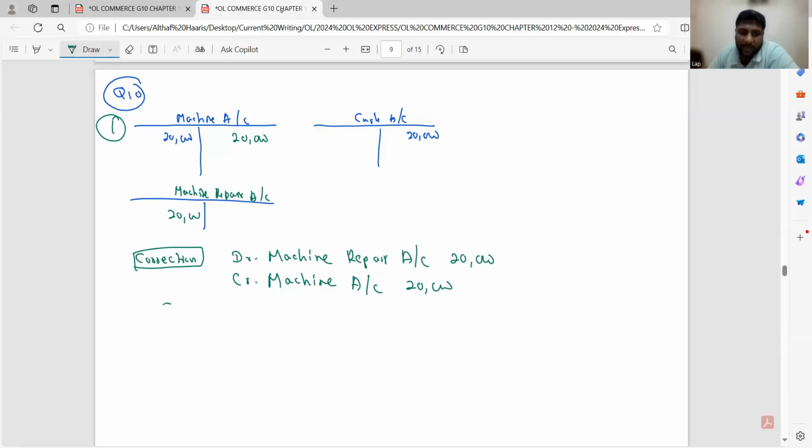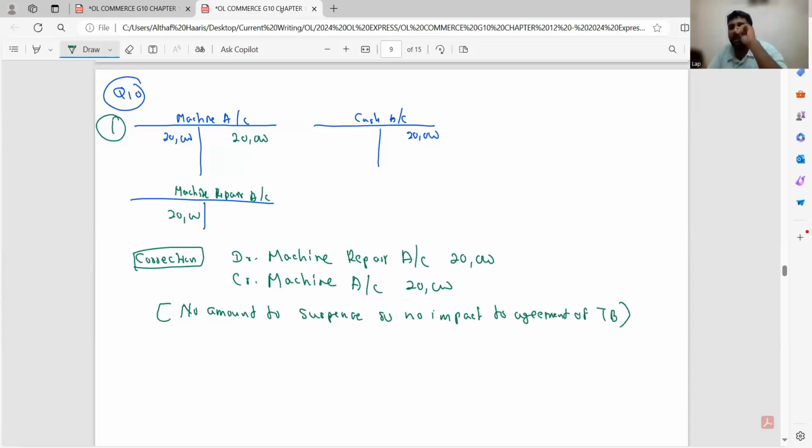So here you can write: no amount to suspense. So no impact to agreement of the trial balance. No amount to suspense. So no impact to agreement of the trial balance. The first one.